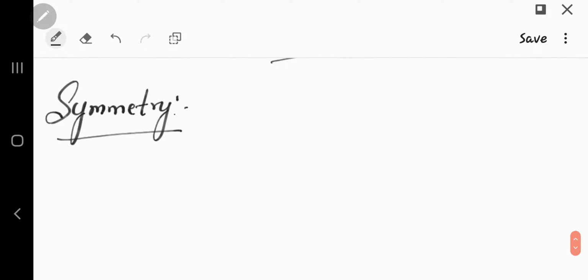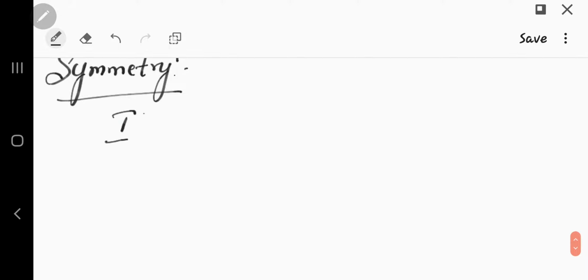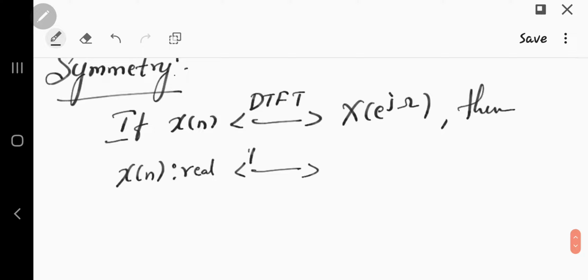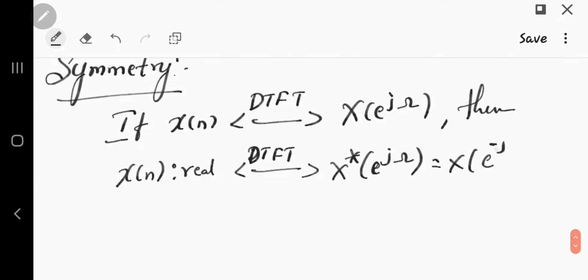So, moving to the last one, symmetry. There is no proof here, I just mention what the symmetry property is. I will just write it down. If x of n gives X of e power j omega, then for real value, if x of n is real, then X star of e power j omega is equal to X of e power minus j omega.